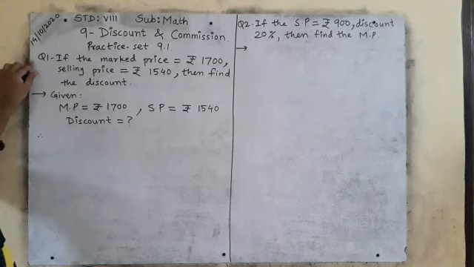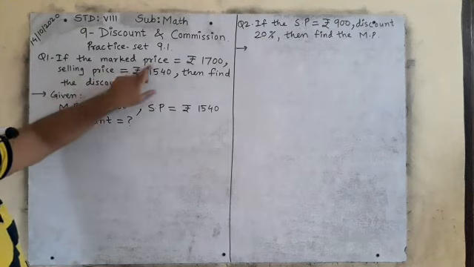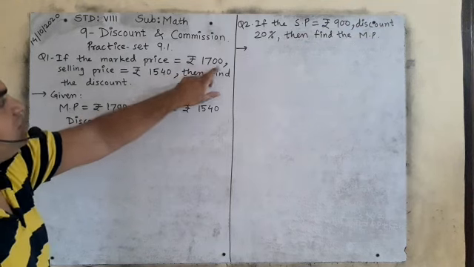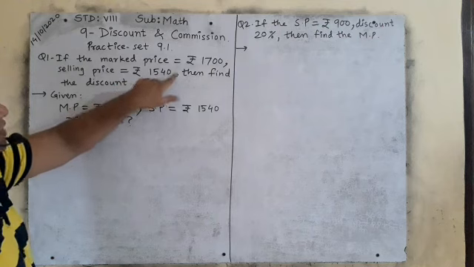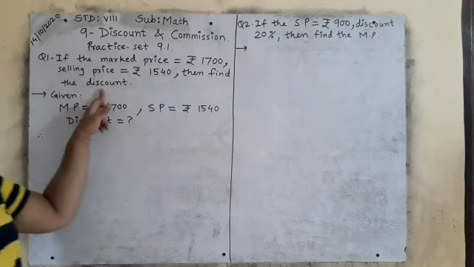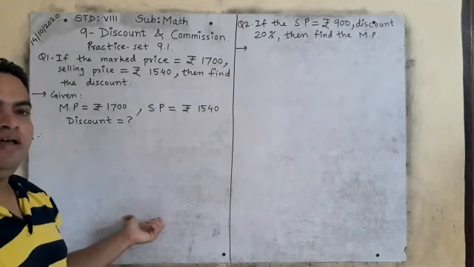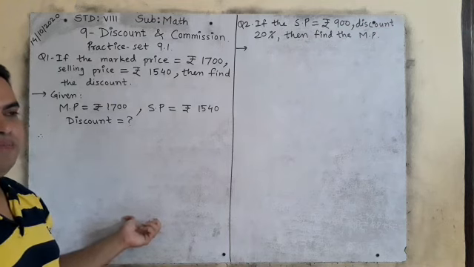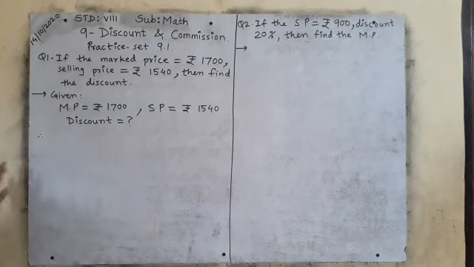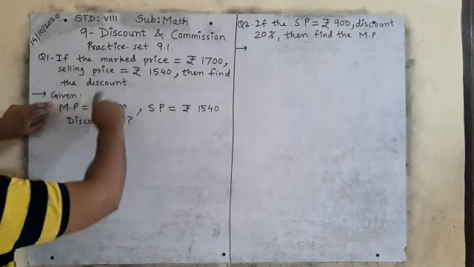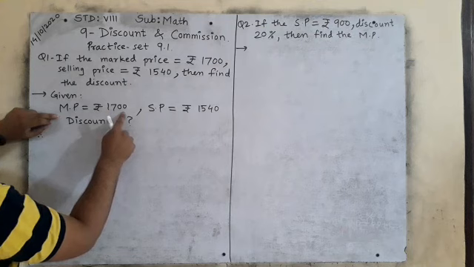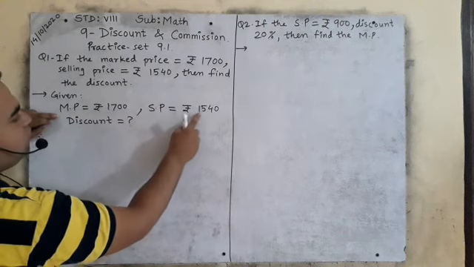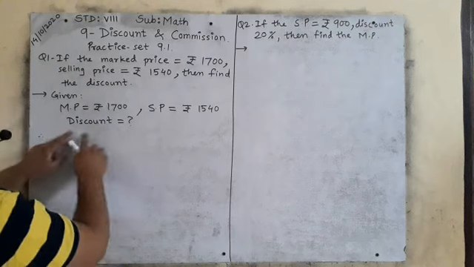Very simple, very easy and very important. If the marked price is rupees 1700 and the selling price is rupees 1540, then find the discount. So what is to be found? Discount. Just now I have shown you discount is equal to mark price minus selling price, right? Now we have to see over here what is given in the question. First we will write what is given. Mark price, MP, is rupees 1700. Selling price is given rupees 1540. We have to find the discount.